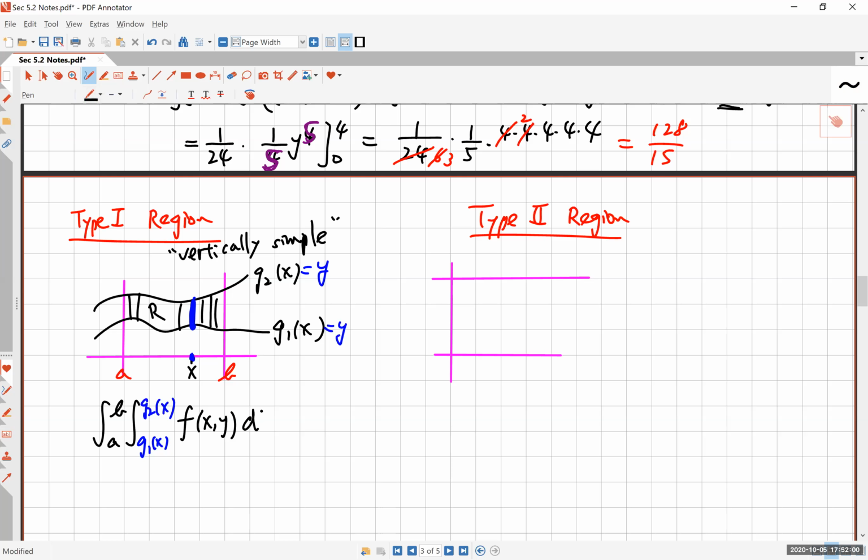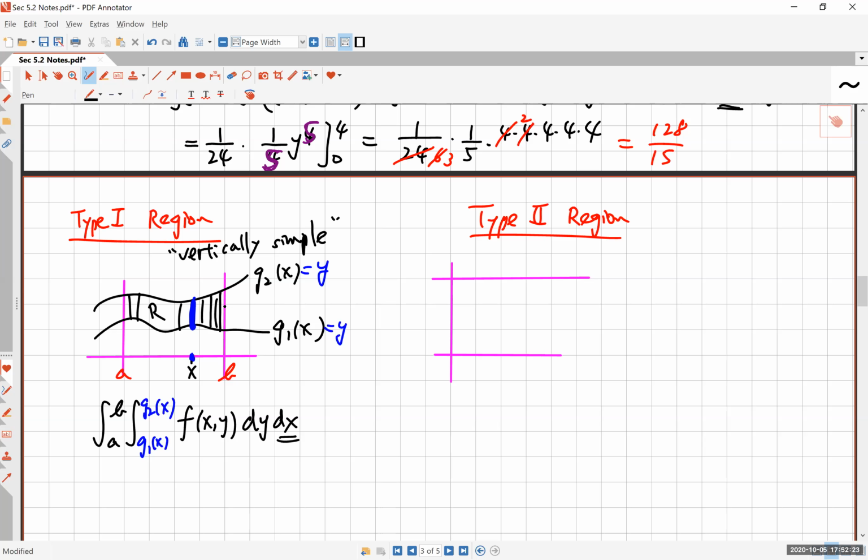And is this dy dx or dx dy? There's a very clear-cut answer here. It has to be dy dx because x is the one that goes with a and b, and then y goes with g1 and g2. So when the region is this way, we say it's a vertically simple region, or type 1 region.